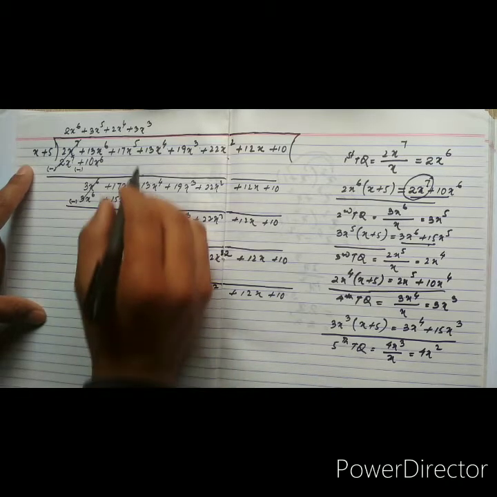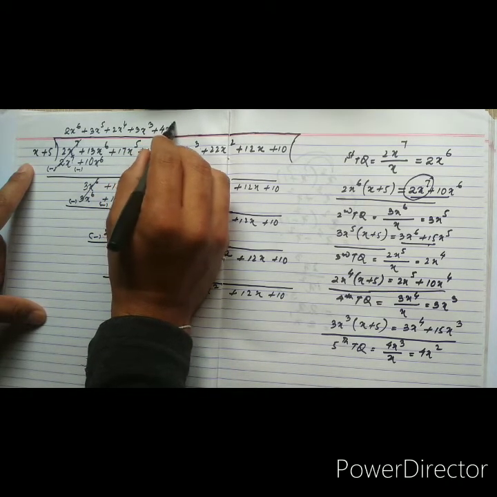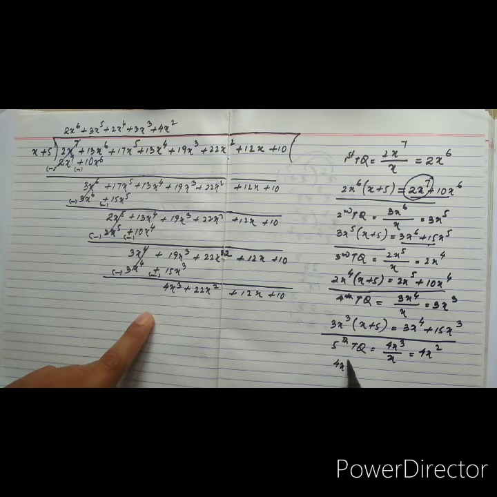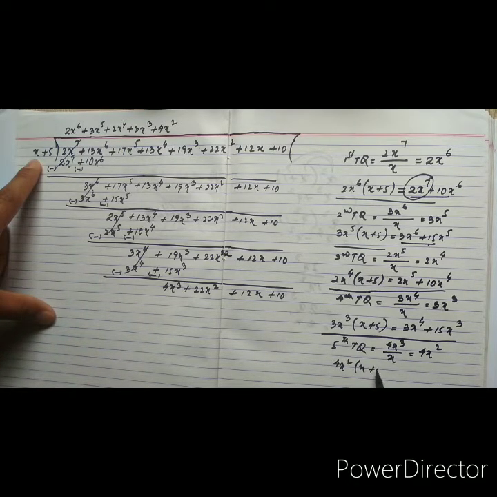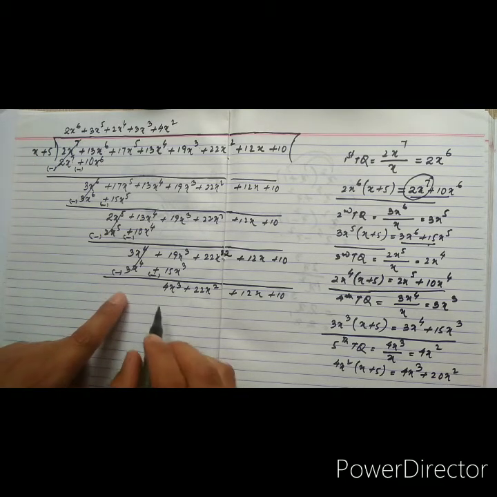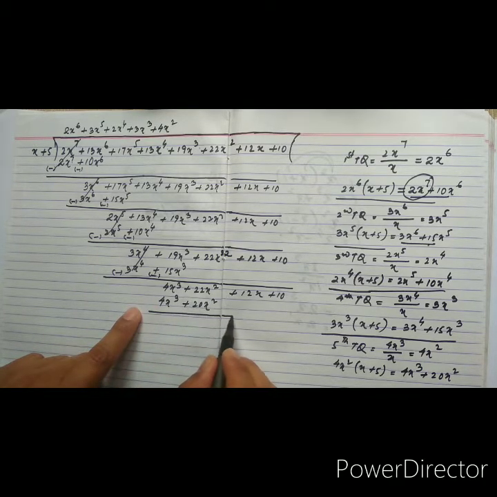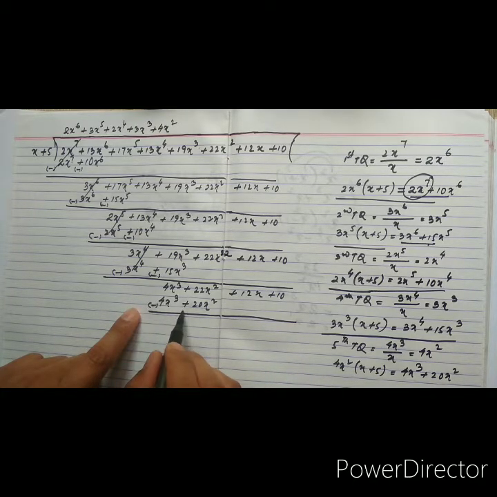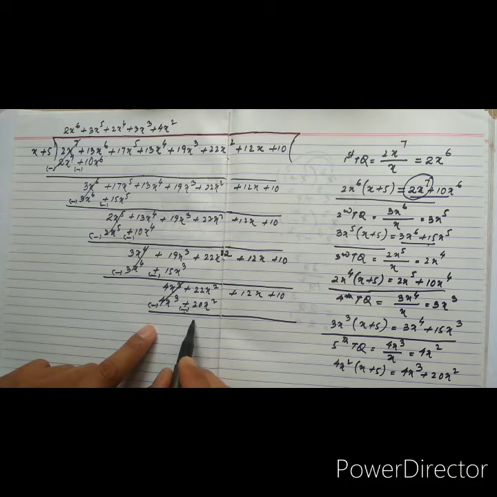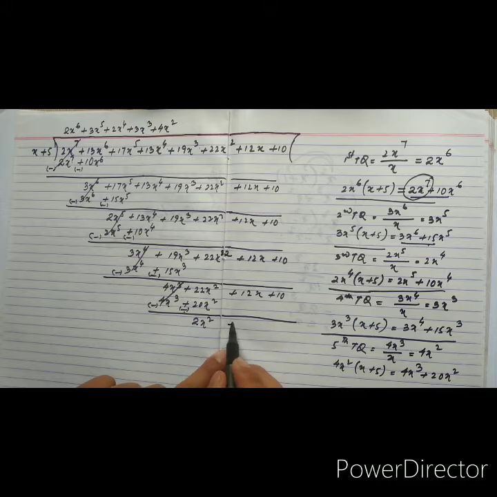The sign is positive, so we'll write here plus 4x^2. 4x^2 multiplies with this divisor x plus 5, then 4x^3 plus 20x^2. So we'll write here 4x^3 plus 20x^2. Then here minus, then here minus. You can cancel them. 22 minus 20 gives 2, then here x^2 plus 12x plus 10.